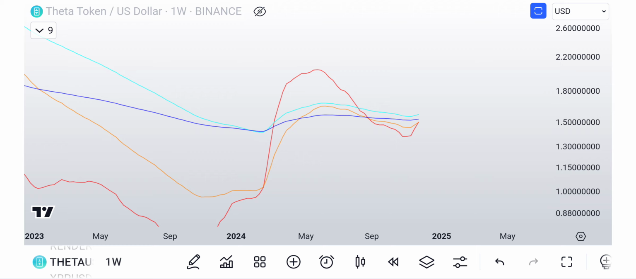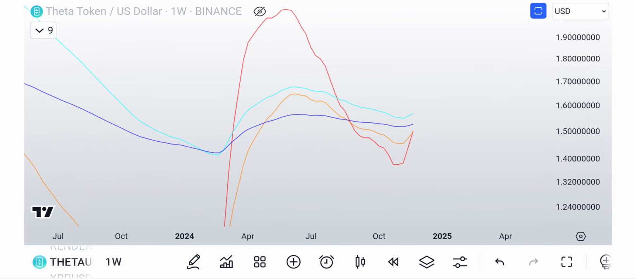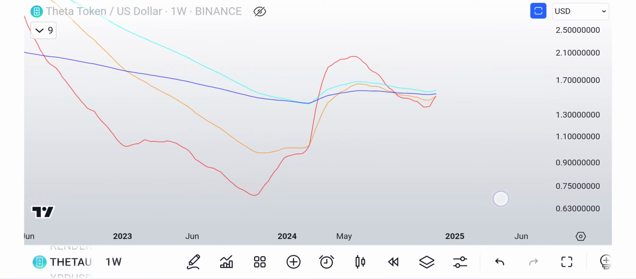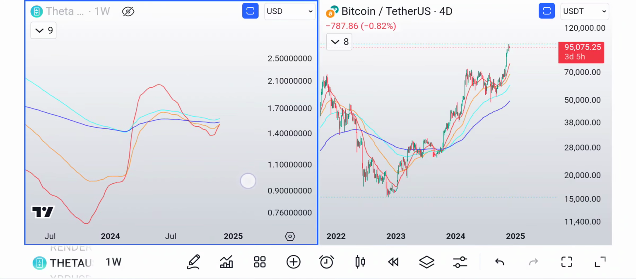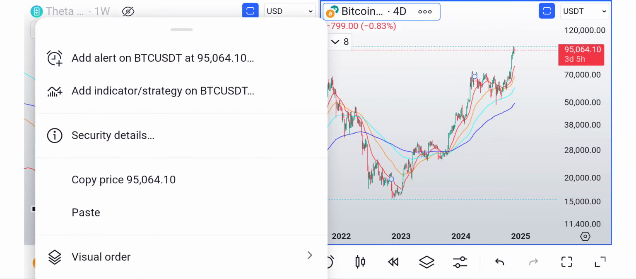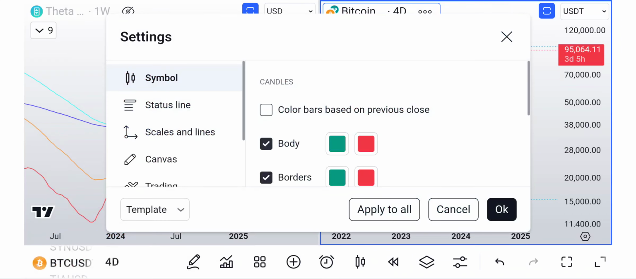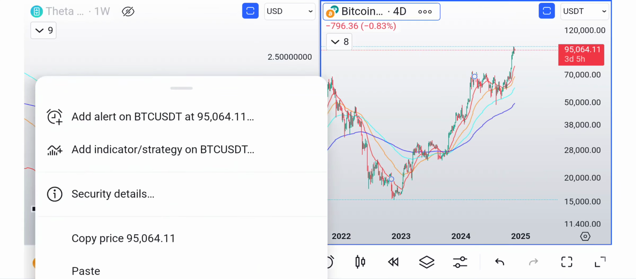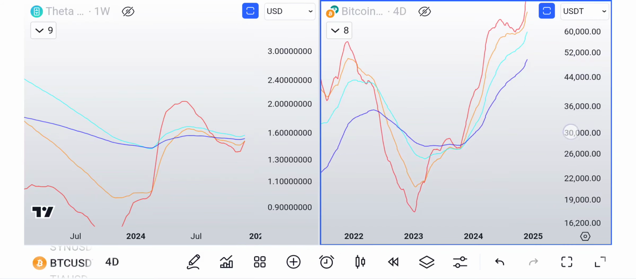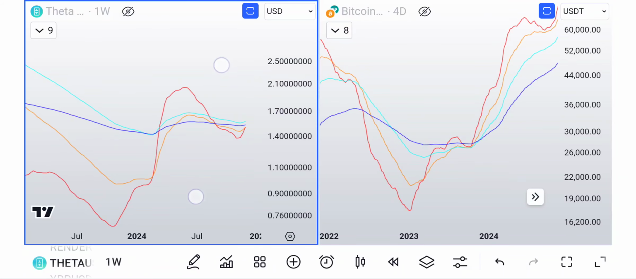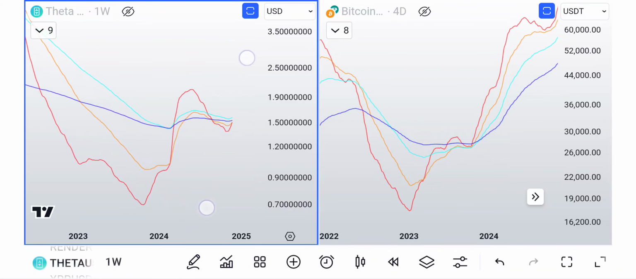Let me say that again. There's never been any type of compression like this ever in Bitcoin's life. This is extremely tight. I mean, look at that. Those moving averages are tight, right? So again, it's the same thing. What I'm going to do real quick is put both of them side by side here. Let me take this off. There we go.